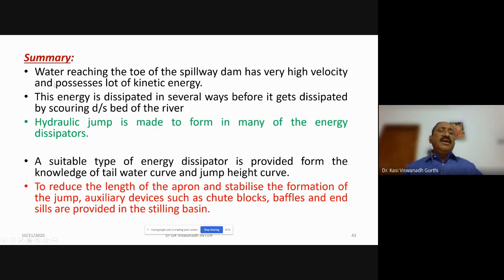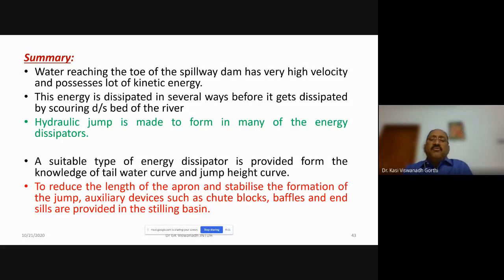So the summary for this class is that water reaching the toe of the spillway dam has very high velocity and possesses a lot of kinetic energy. So this energy is to be dissipated. It can be dissipated in several ways before it gets dissipated by scouring the downstream bed of the river. Because if it is scouring the downstream bed of the river, this may endanger the dam. So it is not desirable to scour the downstream bed.